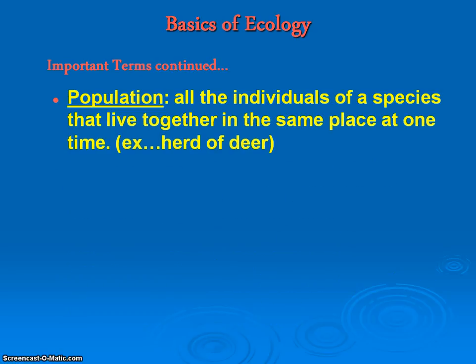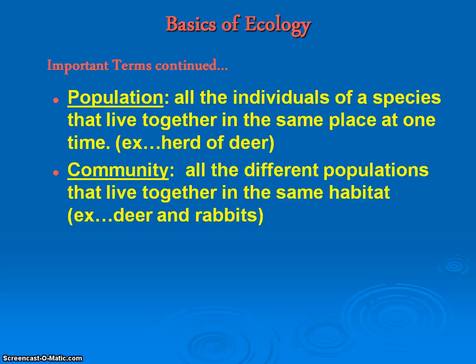Some more terms that should be a review for you. We know that a population is when you take a species, say a white-tailed deer, and you take a lot of those white-tailed deer and you put them together in the same place, and you get a population of white-tailed deer. A community, you take a lot of different populations, white-tailed deer, some red squirrels, maybe some different types of birds, different species of birds. You take all of them and you put them together within the same habitat, then you get a community.